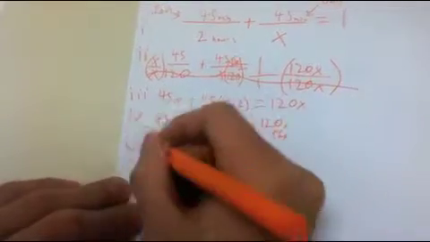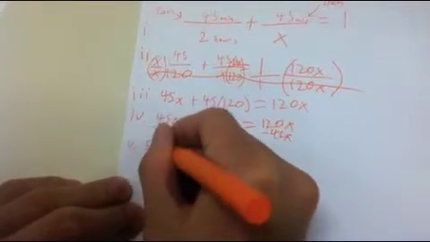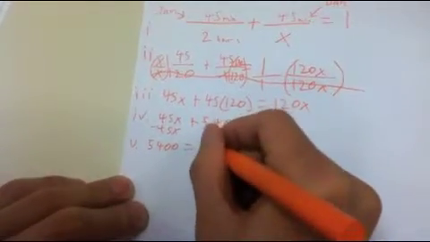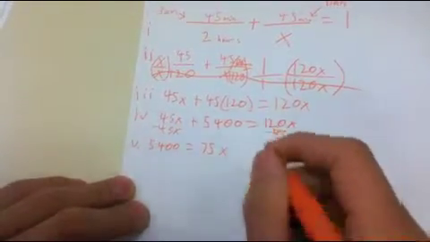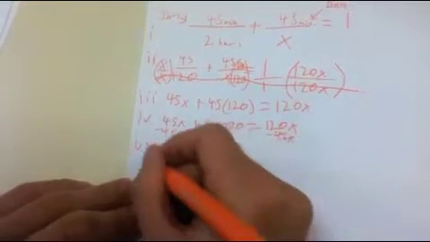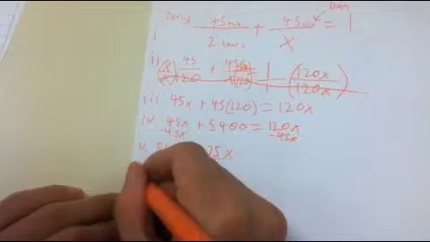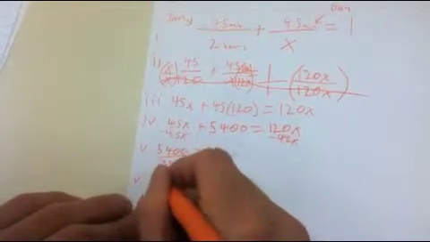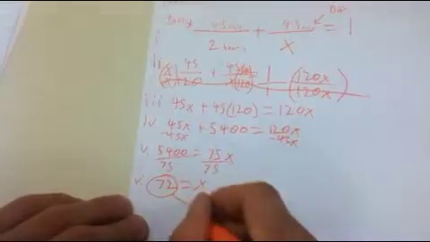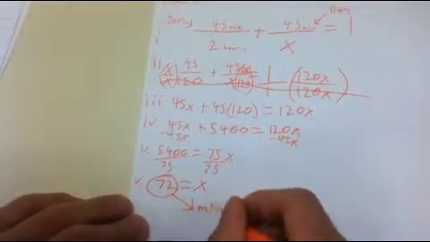and we are left with 5,400 equals 75x. And if we divide 5,400 by 75, we can conclude that 72 equals x. And this is 72 minutes.